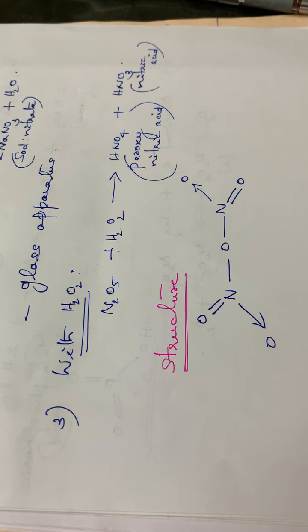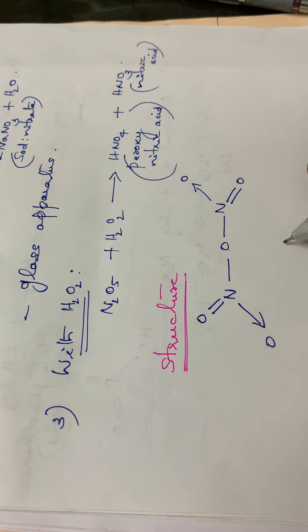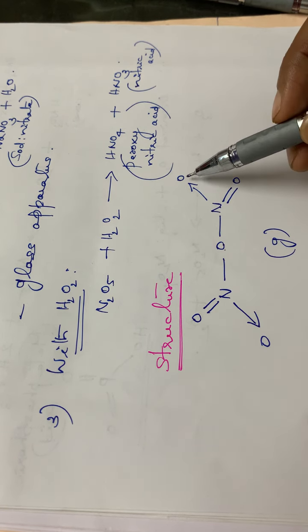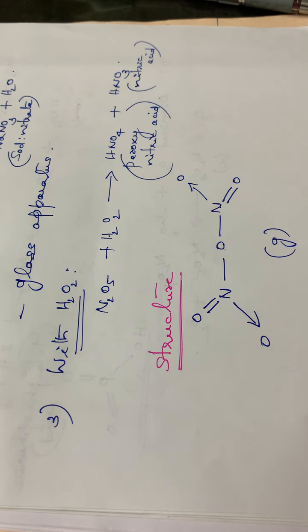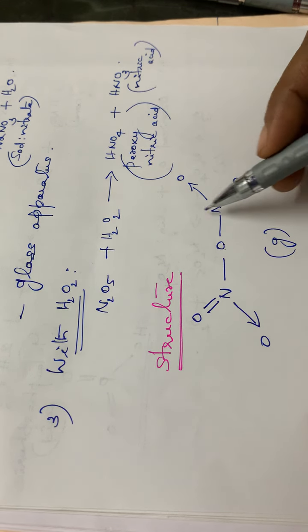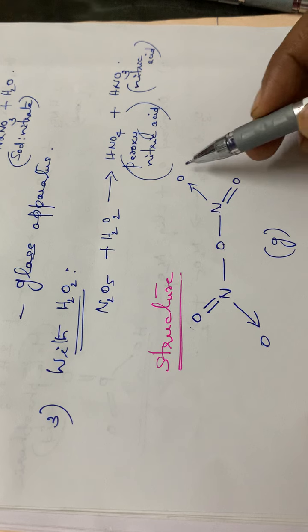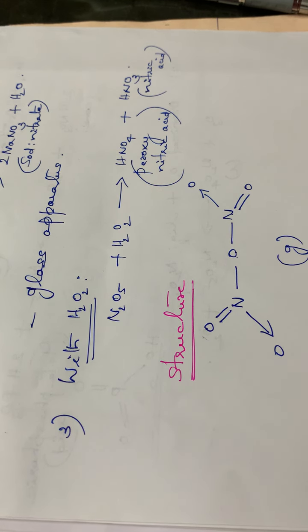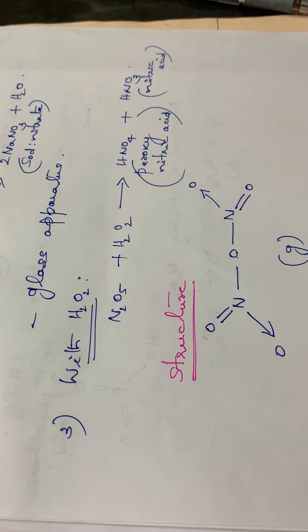So this is a simple structure, and this structure is in the gaseous state. N single bond O, N, then NO2 molecule. Here the terminal NO bond distances are the same. So this is N2O5 in the gaseous state.